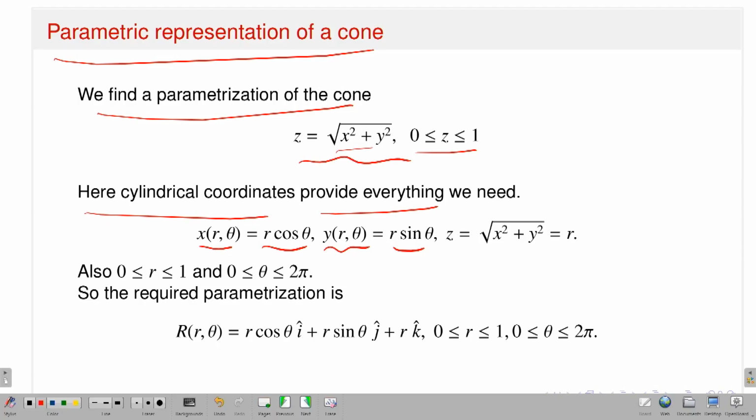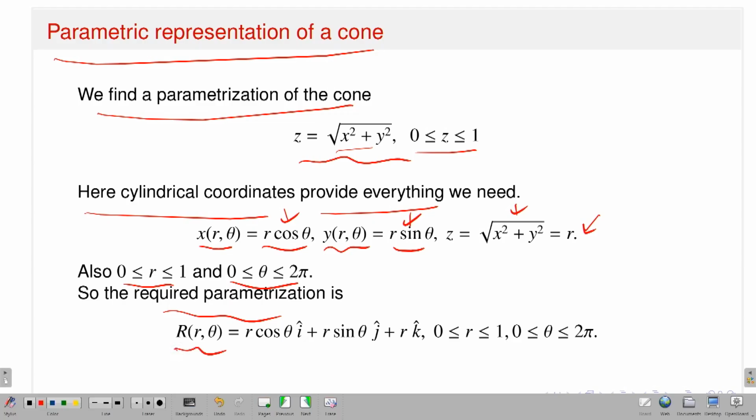Z is given by square root of x square plus y square, where x is r cos theta and y is r sine theta, so this is equal to r. Therefore each Cartesian coordinate x, y, z I can write in terms of r and theta, right? And r runs from 0 to 1 and theta runs from 0 to 2 pi. Again you see, r and theta run over a square region in R2, which is very nice, taking values in R3, whose first component is r cosine theta, second component is r sine theta, and third component is r. So this will be the corresponding parametrization of my cone.